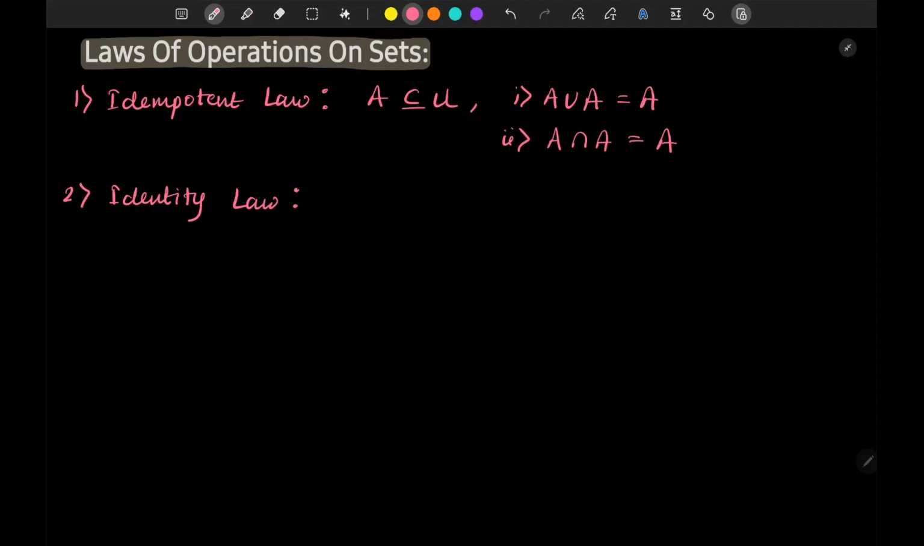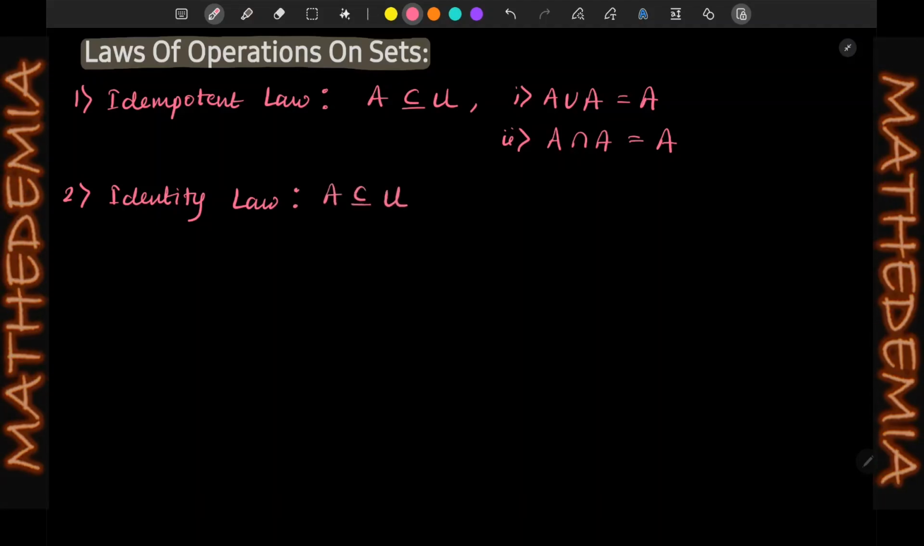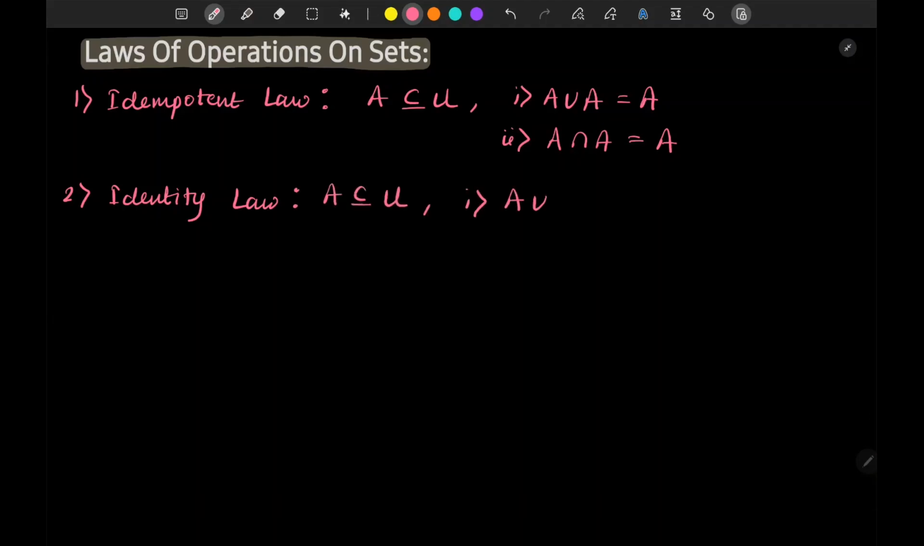The identity law states that for any set A, which is a subset of the universal set U, the union of a set with the null set gives us the set back, and the intersection of the set with the universal set also gives us the set back.